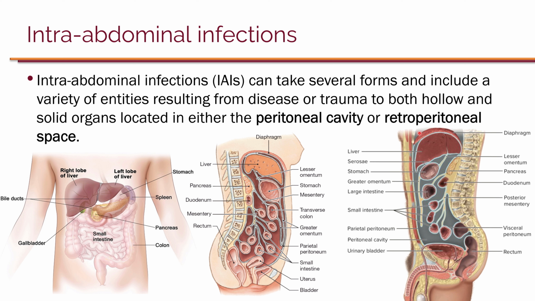Now, the retroperitoneal space is behind the peritoneal space. So retro means behind. You can see that essentially in this picture the darker color is the peritoneal space. Behind it are the pancreas and duodenum, and this space between pancreas and duodenum, which is behind the peritoneal space, is referred to as the retroperitoneal space. That's present in both female and male.